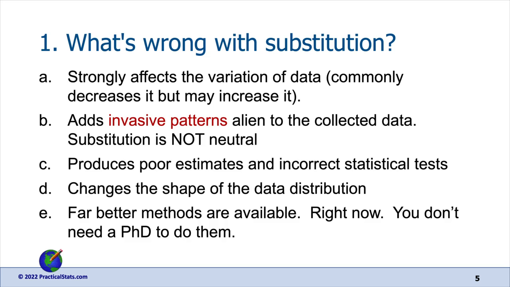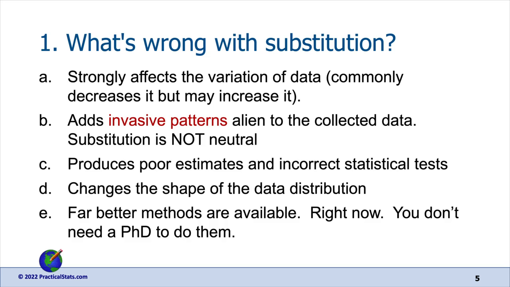Second, it adds an invasive pattern to the data that is alien to the data you've collected. And substitution is not neutral. It's much worse than, somewhere between I know the number's somewhere between 0 and 1, so I'll put in 1/2. Third, it produces poor estimates and incorrect statistical tests.